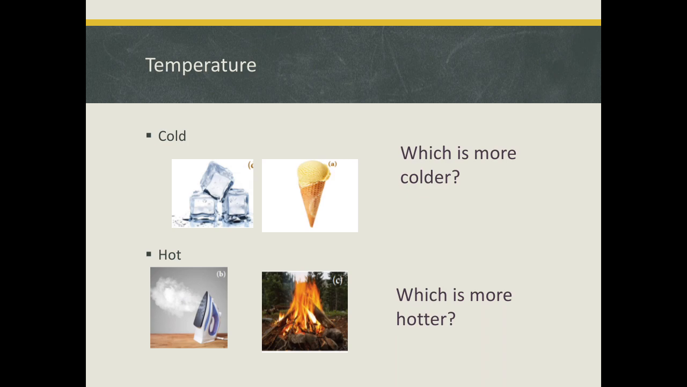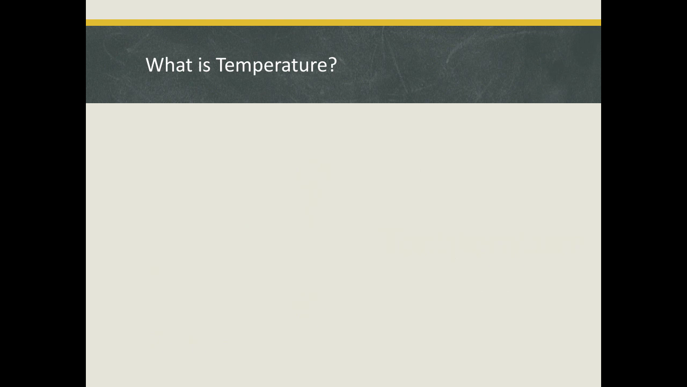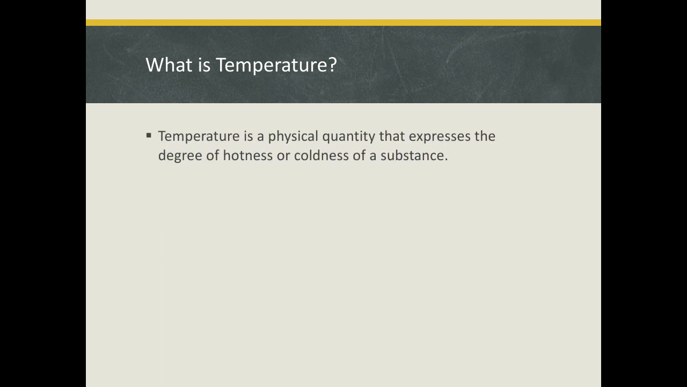Okay, so for that we should take the help of one particular physical quantity which will tell us which has more degree of hotness in it. Such a quantity was named temperature. So what is this temperature? It's a physical quantity which tells about the degree of hotness or coldness of a substance. This is how we understand what temperature is.